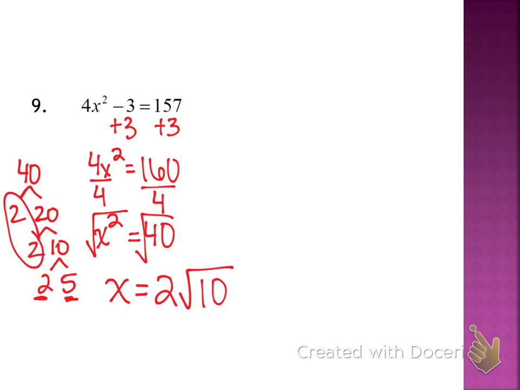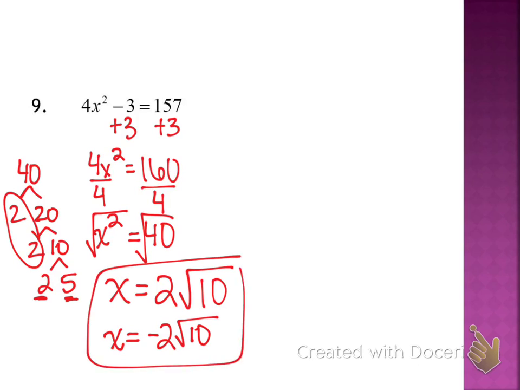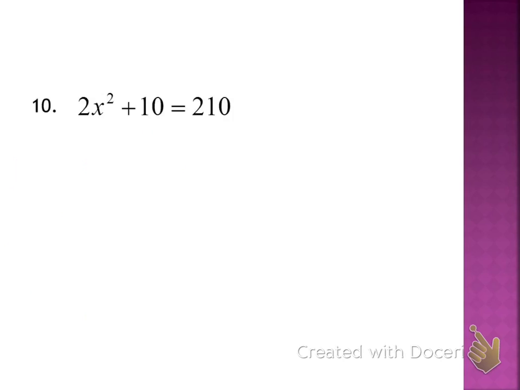But how many answers are we supposed to get? 2. So what's my other one? Good. So if positive 2 root 10 is a solution, negative 2 root 10 is also a solution. Questions, concerns on this one? Big idea is make sure the squared part is alone before you try to do anything else.